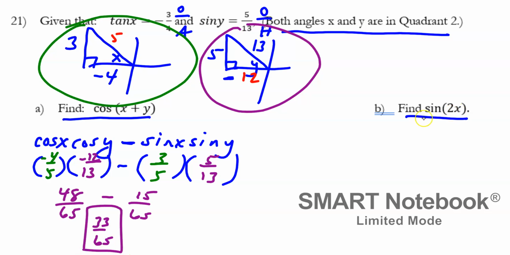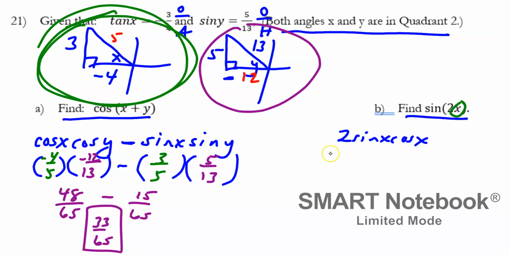Part B, sine of 2x. This identity on your identity sheet is equal to 2 sine x cosine of x. I am only going to use green on this problem because notice the only angle I have is x, so I only care about this first triangle. So 2 multiplied by two separate ratios, because sine and cosine are just ratios on a triangle. Sine of x is 3/5, opposite over hypotenuse. Cosine is adjacent over hypotenuse.